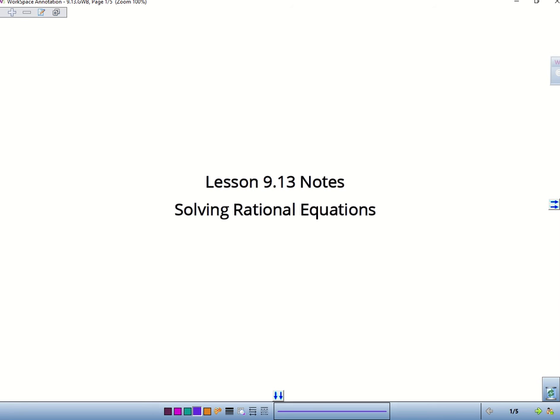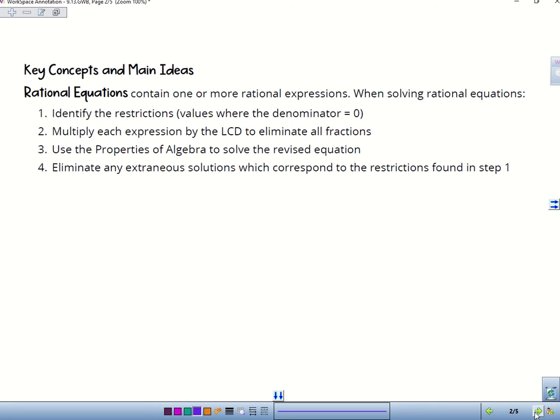Alright, so today we're going to be doing 9.13, which is going to be solving rational equations. Rational equations contain one or more rational expressions.